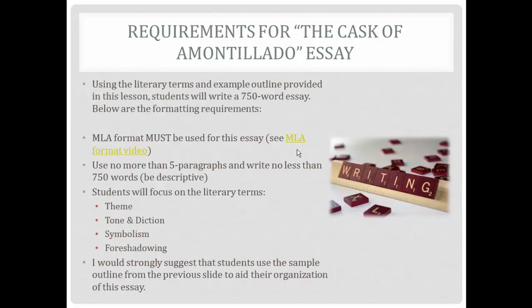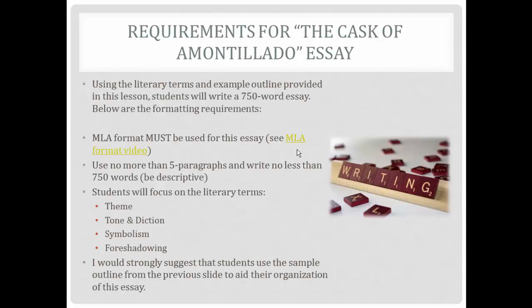Your Body 1 paragraph should be tone and diction. Your Body 2 paragraph should be about symbolism. What symbolic people, objects, or clothing are found inside of The Cask of Amontillado, and how can you evidence that? How are you interpreting these symbolic pieces from your story? And the last body paragraph is foreshadowing.